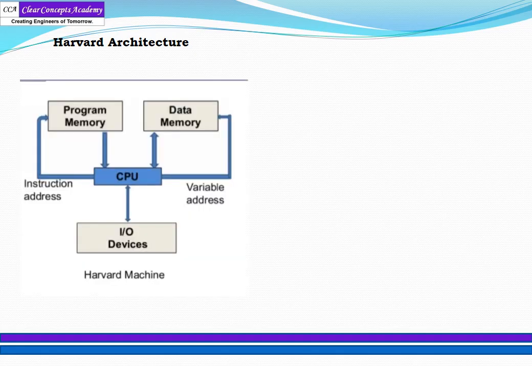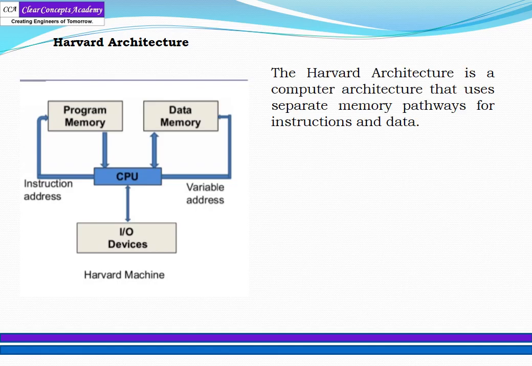Harvard architecture. This is the block diagram of Harvard architecture. The Harvard architecture is a computer architecture that uses separate memory pathways for instructions and data. So this is a CPU and this is a memory portion for program storage, and this is a memory part for storing the data.